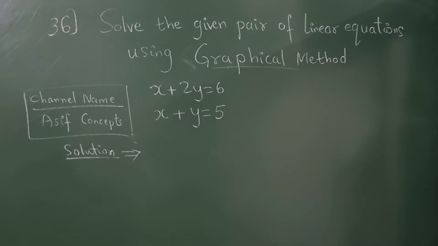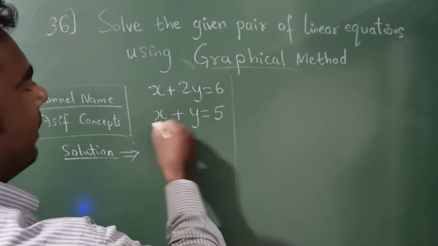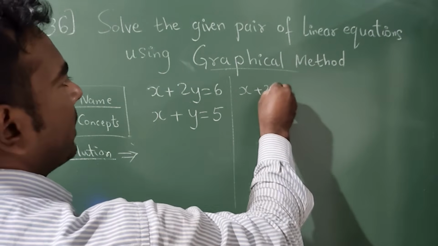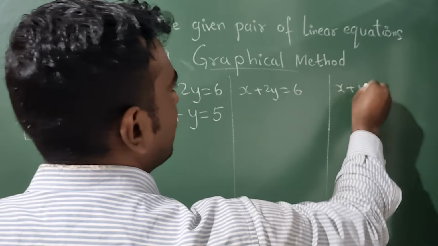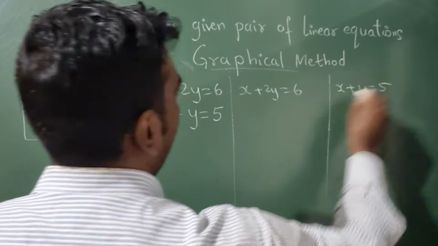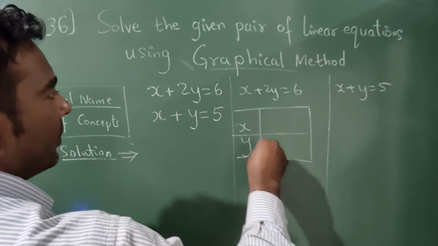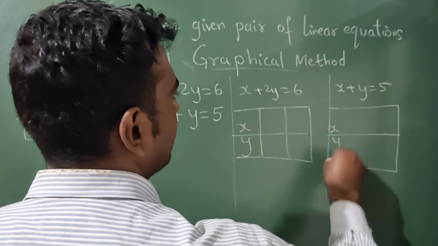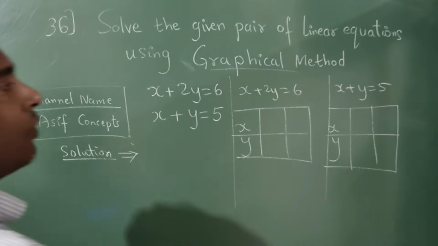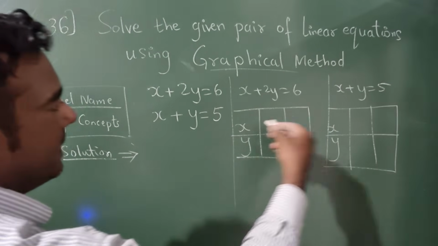This question is from model question paper 1. So again, they have given two equations. x plus 2y is equal to 6, and right here, x plus y is equal to 5. Now make a box. Here also make a box. For all the questions, to solve by the graphical method, this is the easiest way.